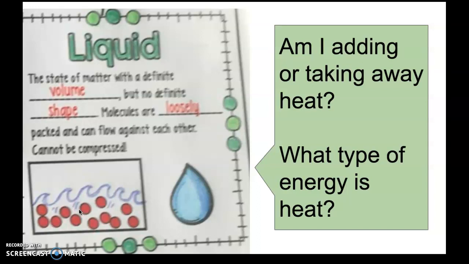And they have a little bit more kinetic energy than my solid molecules, because these are moving more. What type of energy is heat? So if I add heat from my solid to my liquid, what kind of energy am I adding? Hopefully you remember from the other slide that heat is kinetic energy. So I am adding kinetic energy when I'm moving from a solid to a liquid.